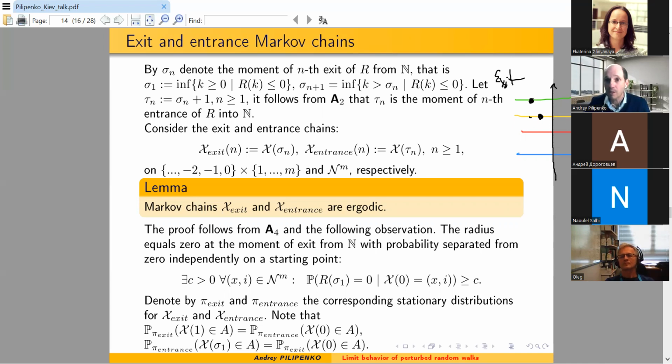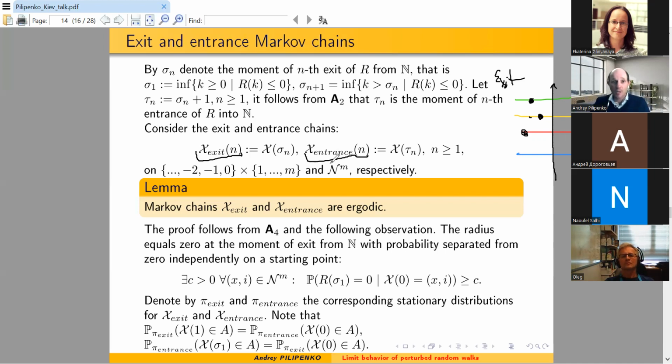You come here, maybe you jump here, then you exit here. So these are moments of entrance and these are moments of exits. And I would like to introduce the entrance random walk. So I just walk, I see these entrances and exits as random walks. I will denote them by X exit and X entrance.